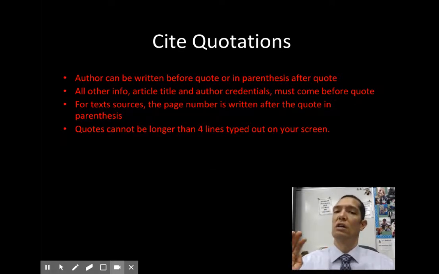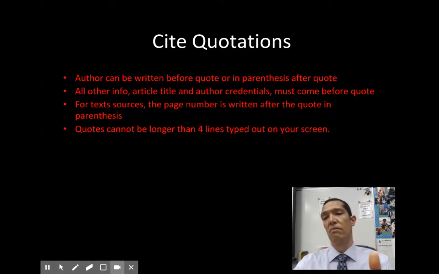Okay, so when you cite quotations, this is word for word in quotation marks. You can put the author before or after the quote. You must put page numbers after if you have a page number, if this is a book or text that you're quoting. All the other information, the article title, the author credentials, everything comes before the quote. And I'll give you examples of that.